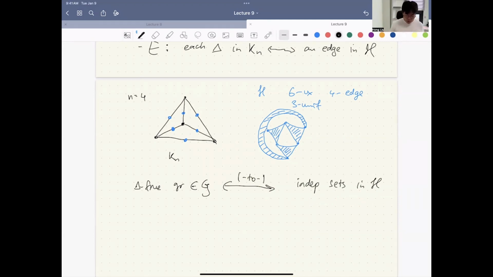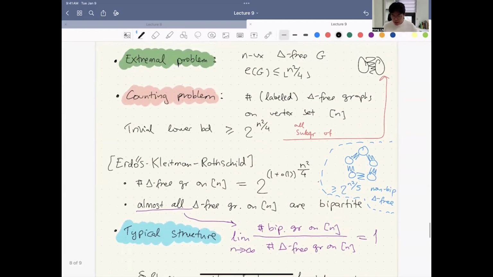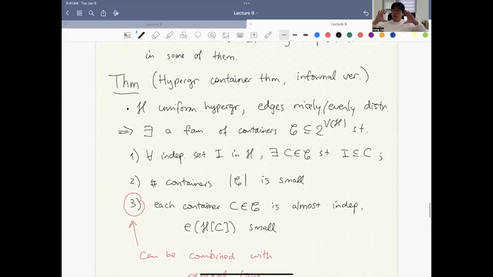Good. So in particular, the number of triangle-free graphs, cardinality of script G, equals the number of independent sets in H. Now let me finish today's lecture by making this container theorem rigorous for a specific example. We're going to phrase it for this hypergraph for triangle-free graphs and then translate back to triangle-free graphs. We're going to create a collection of containers for triangle-free graphs.